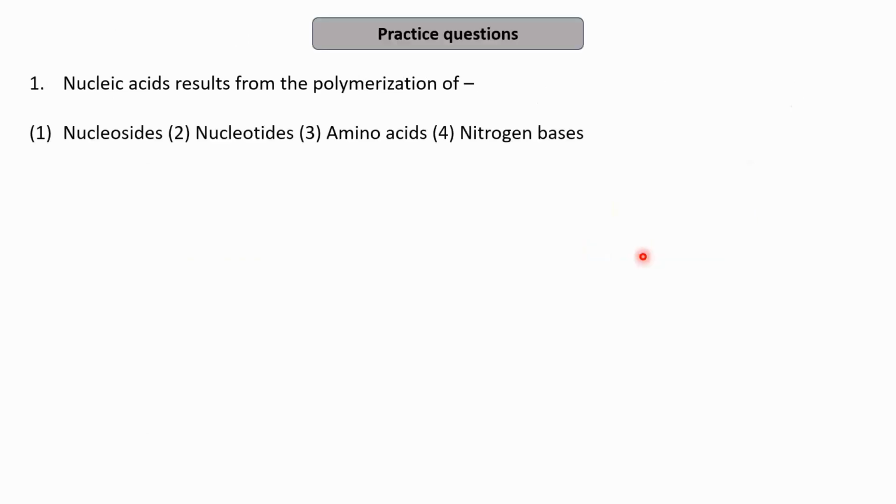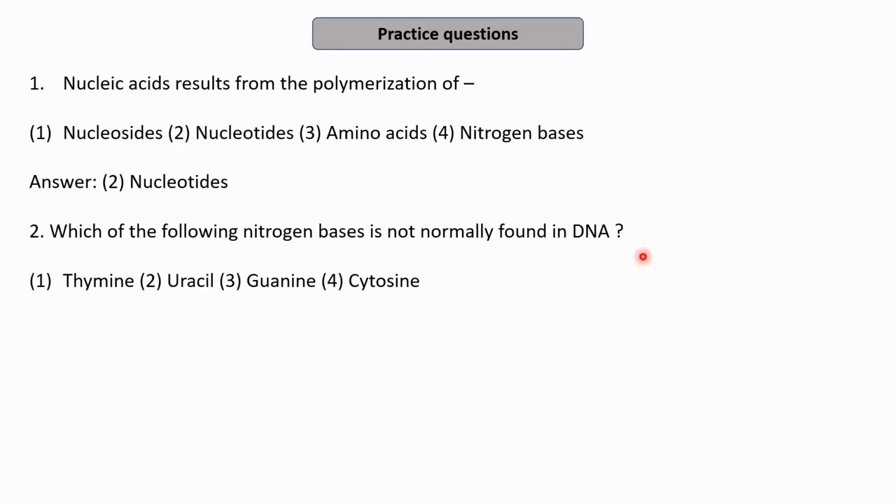The first one is: nucleic acids result from the polymerization of. We know that nucleic acids are also known as polynucleotides, and they are the result of the polymerization of nucleotides. Nucleotides are themselves a combination of nitrogen bases, nucleosides, and phosphates. So nucleic acid results from the polymerization of nucleotides. Next question is, which of the following is a nitrogen base which is not normally found in DNA? We know that the nitrogen bases present in DNA are guanine, cytosine, adenine, and thymine. But uracil is the one which is not normally found in DNA. So the correct answer is option number 2, uracil.